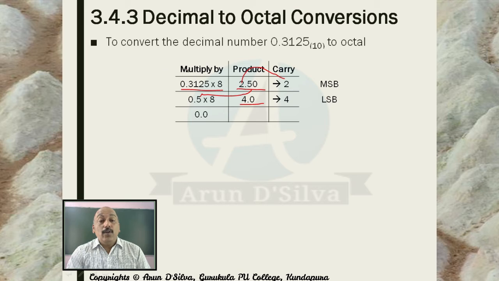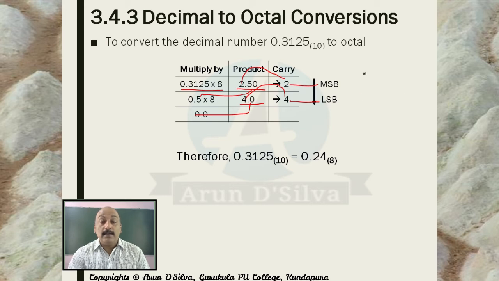So 4.0 comes. Again here I take the carry 4. Now 0 goes on, with no further multiplication because it becomes 0. As we understood from the procedure, the first carry becomes the MSB and the last carry becomes the LSB, and we have to note from MSB to LSB, that is, from up to downwards. So 0.3125 in decimal has what octal equivalent? 0.24. This is the answer, my dear students.